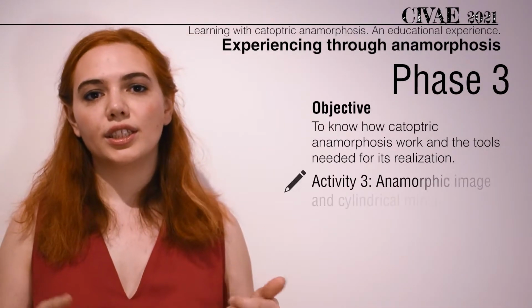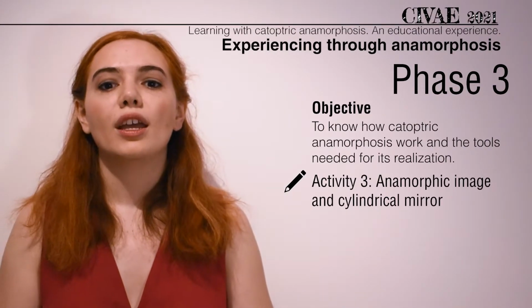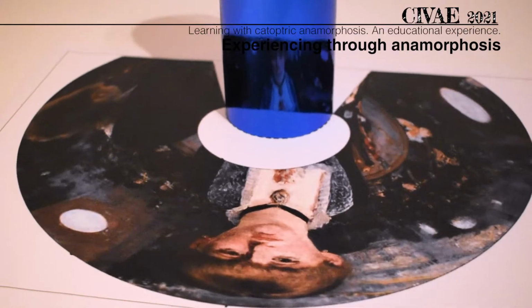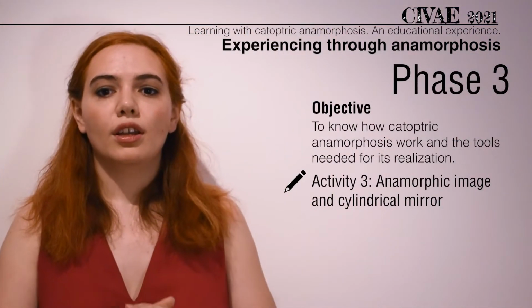In the first activity, the students received an anamorphic image and a cylindrical mirror, and they had to explore and answer some questions about that image.